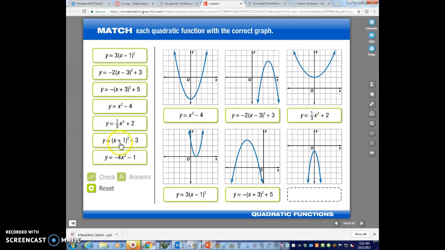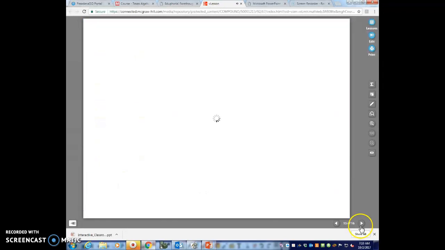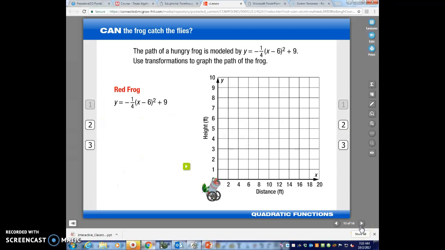And this one here is going to go to the left 1 and up 3. Which one goes to the left 1 and up 3? Do we see that? What about one that goes just down 1? Just down 1, it looks like this one. All right, let's check our answers. Correct, yay! Okay, this is my last screen I have for you.